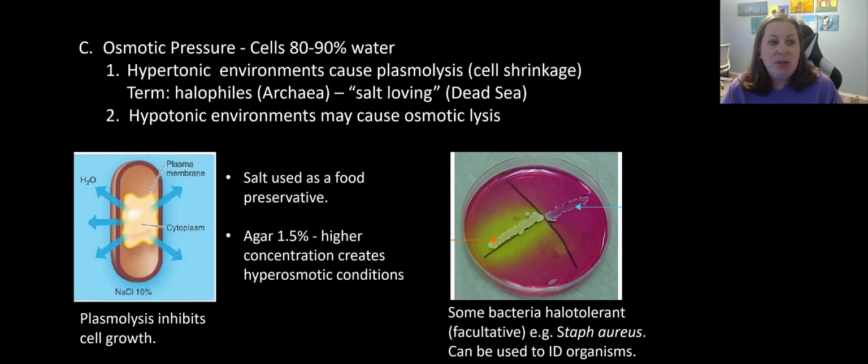Another one is hypotonic environments. This may cause osmotic lysis. In a hypotonic solution, the water goes into the cells and they will explode and burst. And so they're not going to be successful either if they're in a hypotonic solution.